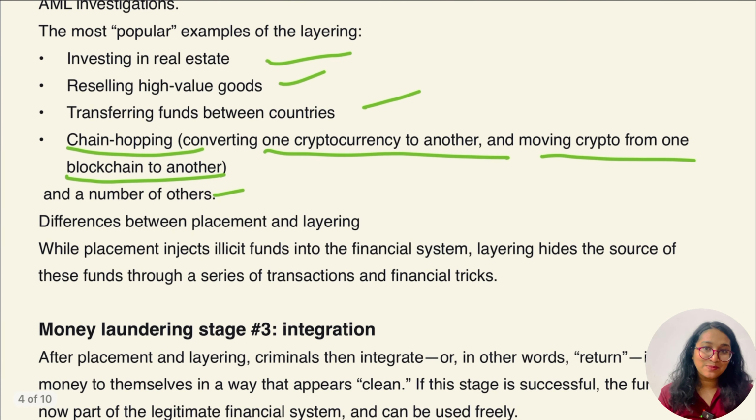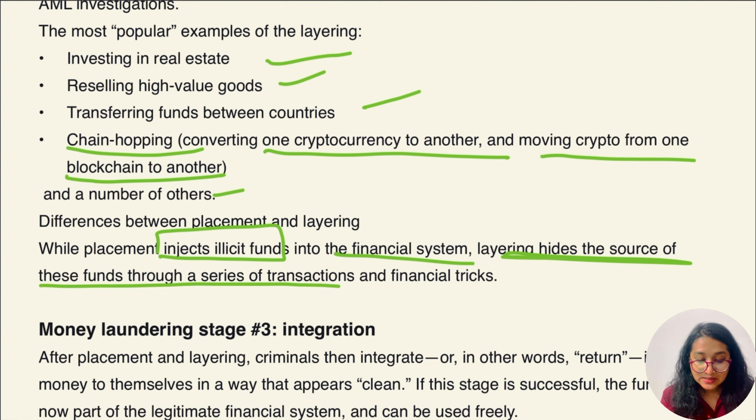Difference between placement and layering. While placement injects the illicit funds into the financial system, layering hides the source of these funds through a series of transactions and financial tricks. So can I simply say that placement and layering involve a lot of transactions, so that the person cannot identify that the illegal money is actually involved in any of the other activities? And the first step was placement, where this illegal money is introduced. So this is the difference between these two.